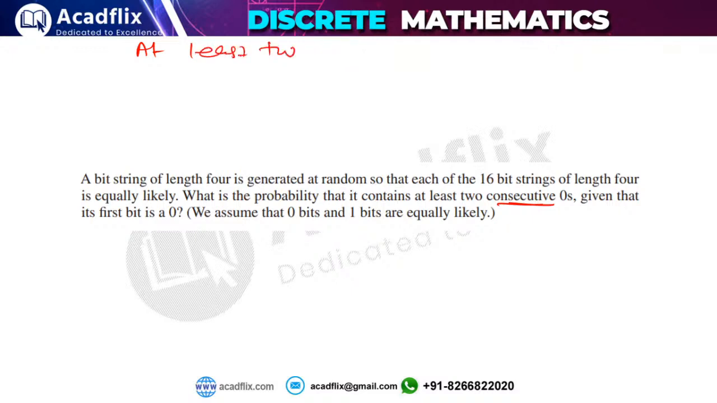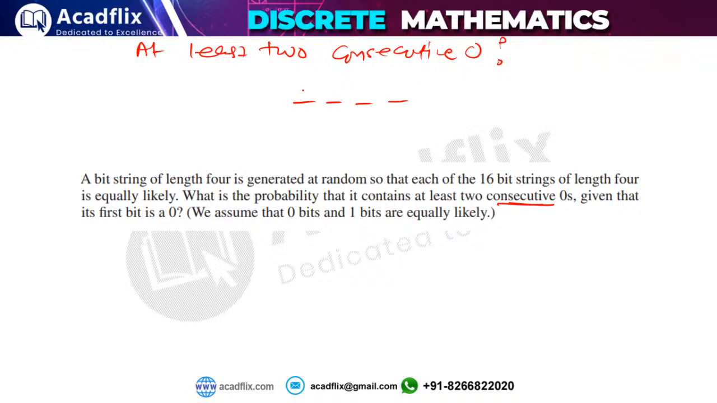At least two consecutive zeros. This you want to ask, right? So see, at least two consecutive zeros. Now you have four positions. These are the four positions you have, and you want at least two consecutive zeros.